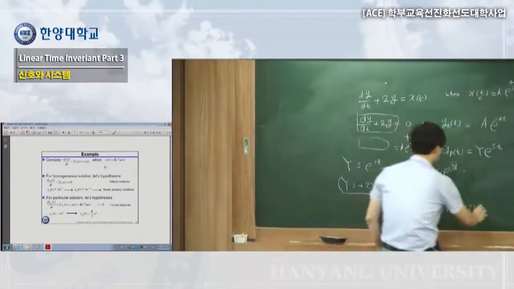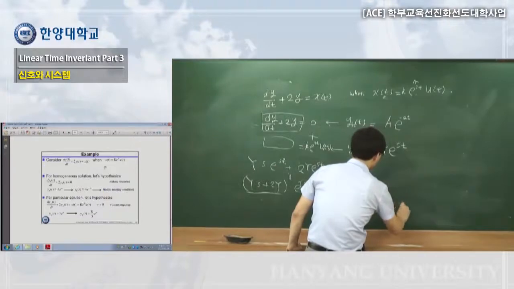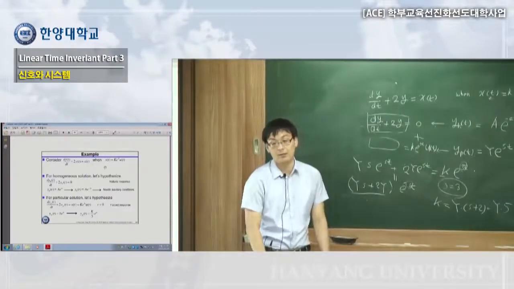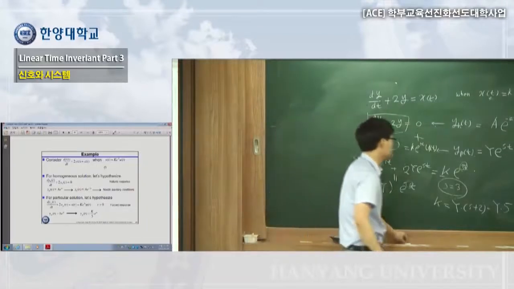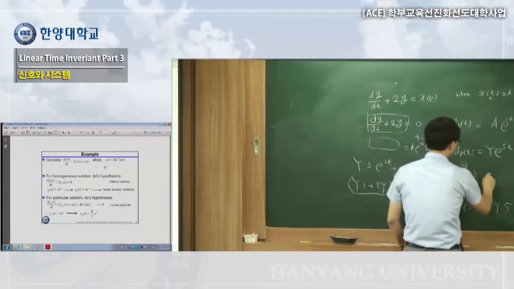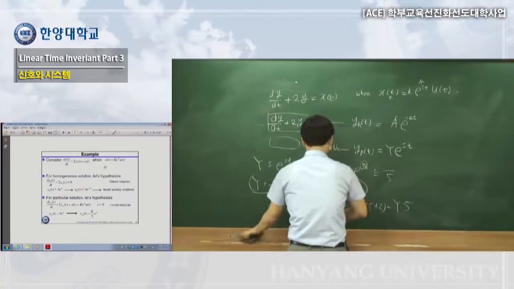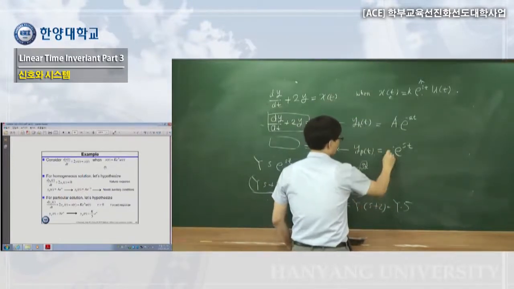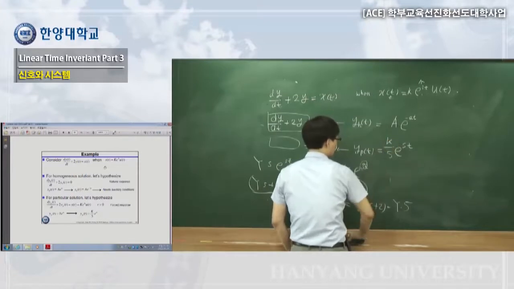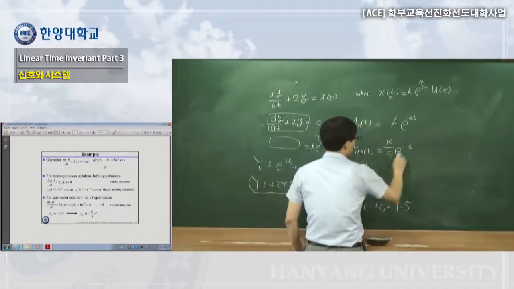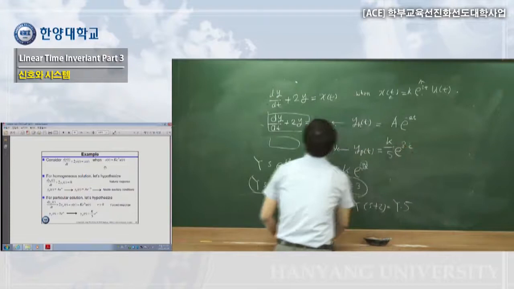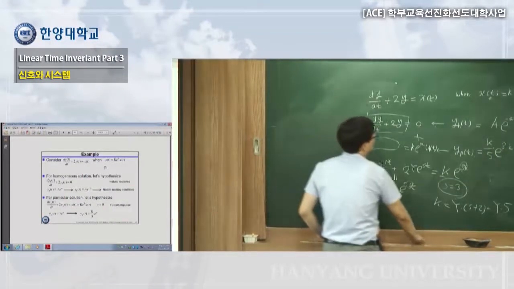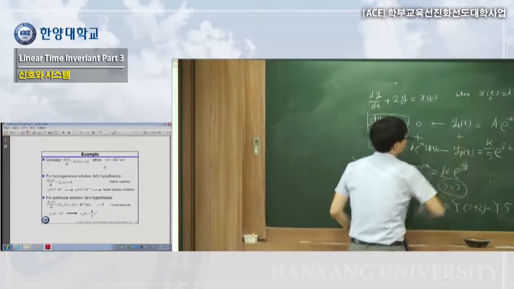So y times 5. So therefore, y will be k divided by 5. So our particular solution will be k over 5 and e^(3t). And then we add them together to find the solution.